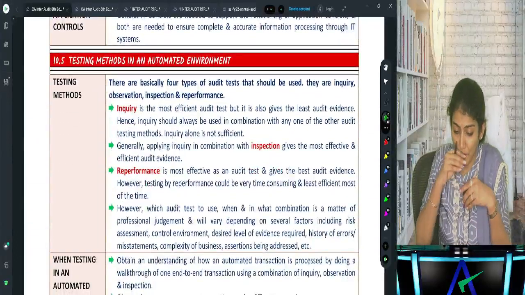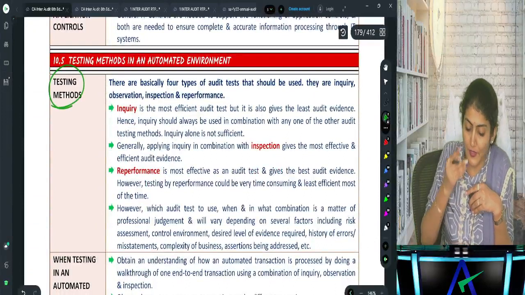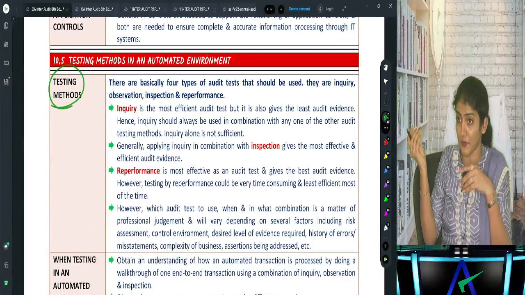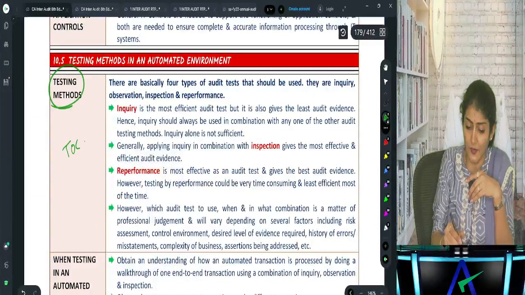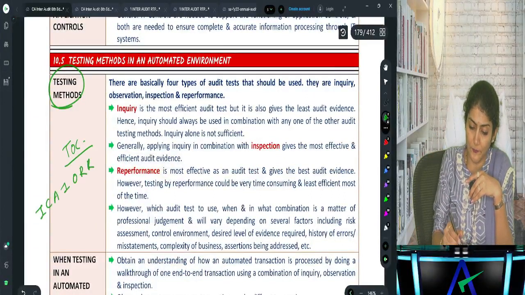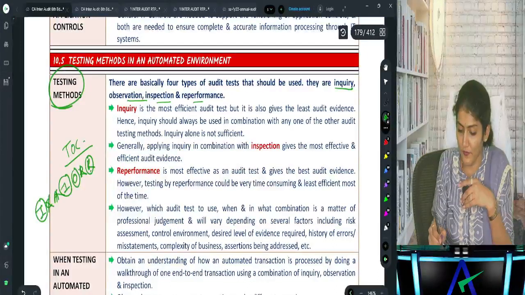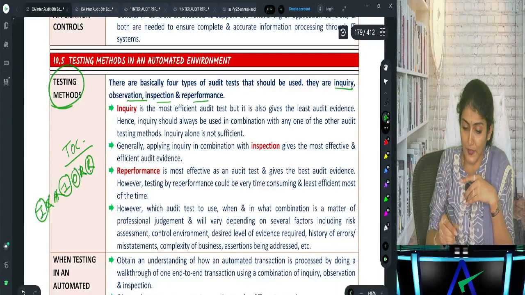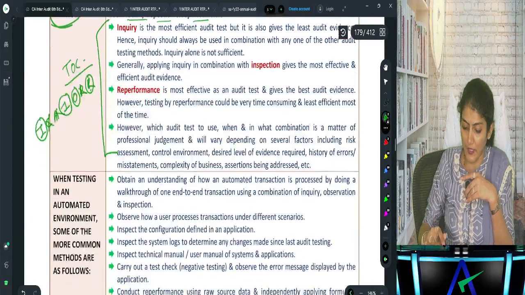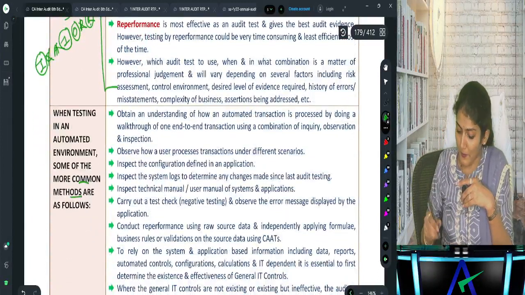One more question, but actually this question I've already discussed with you along with TOC. What did I use for TOC? Inspection, inquiry, observation and reperformance. You remember that, right? So it says inspection, inquiry, observation and the reperformance. So the testing methods in an automated environment. Then what are the common methods?